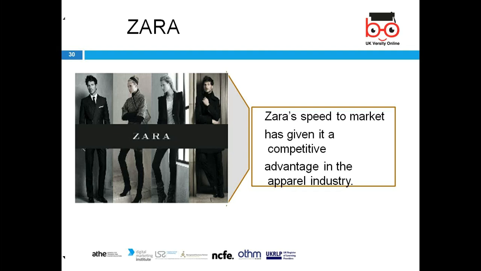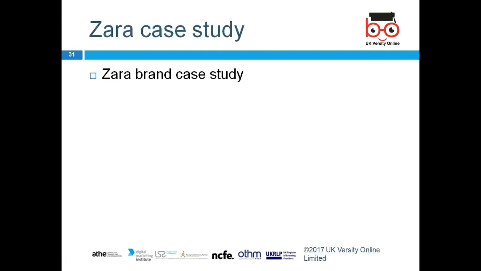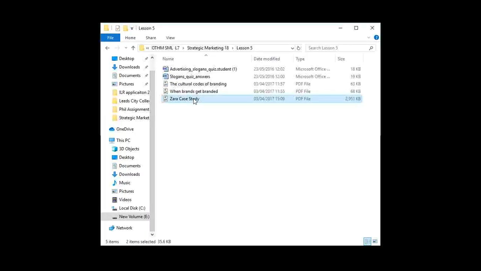Zara is quite a popular brand. Zara's speed to market has given it a competitive advantage in the industry. So that's Zara's. I copied the Zara case study. So please guys, this will be on Moodle as well. So I'll show you a bit, so this is the Zara case.